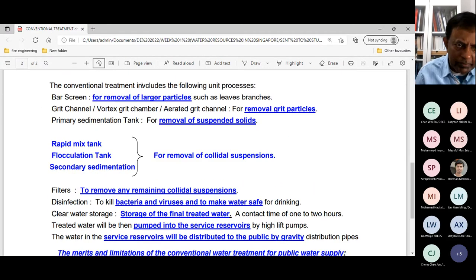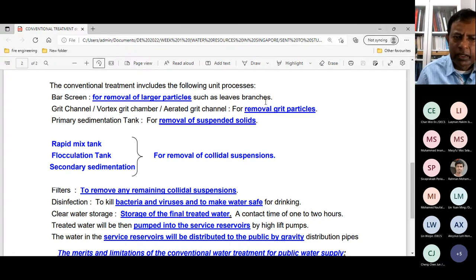The conventional treatment includes the following unit processes. Bar screen for the removal of larger particles. What are the types of larger particles you have? Leaves, branches, bottles, plastic bottles, and any other things which float on the water. Okay, so bar screen removes all the larger particles.